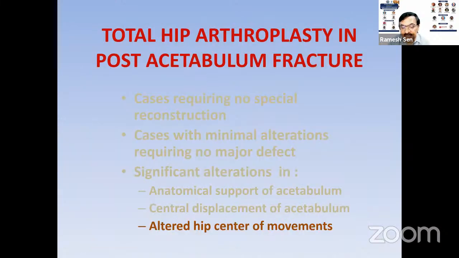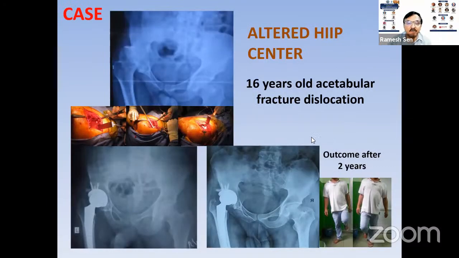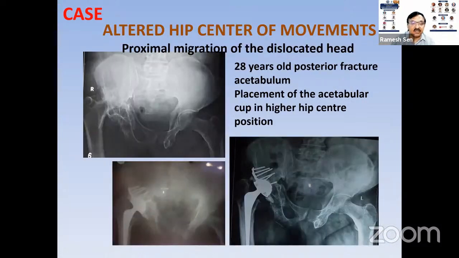And then there will be cases where the center of hip is affected. Now you can see this is a 16 years old injury where the total pelvis, the hemipelvis, has also been displaced like this. So it's very difficult when everything is altered, but still you try to put a cup placement in a way so that you can get a place and you can put a cup over there, and the person is definitely much more benefited. Even still, there is an inclination difference that remains in the area.